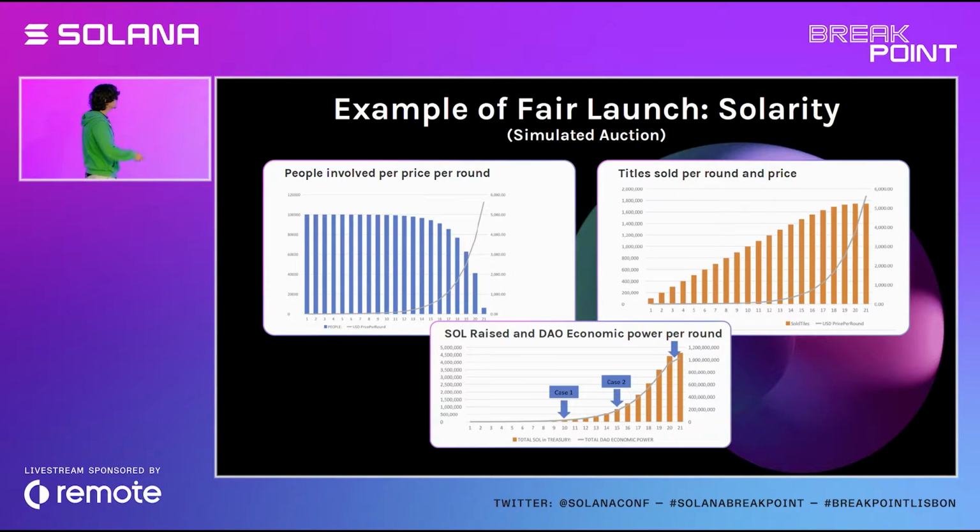So we thought about running a simulation, and this is approximated, so it's not going to happen, but it could. As you can see, as the price goes up, the gray line, fewer people are involved and fewer tiles are sold. And in the third graph there, you can see the economic power raised through these land auctions. In case one, not many people join the auction, so not much is sold and there's little in the treasury. In case two, a medium number of people join, and there's a bunch of stuff in the treasury. And in the third case, a lot of people join, and there's more stuff in the treasury.